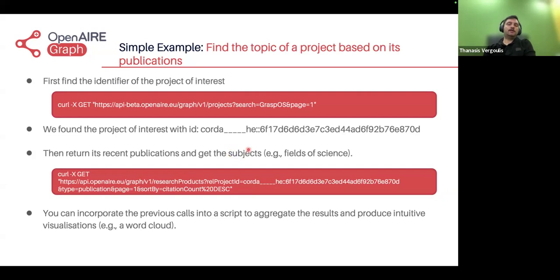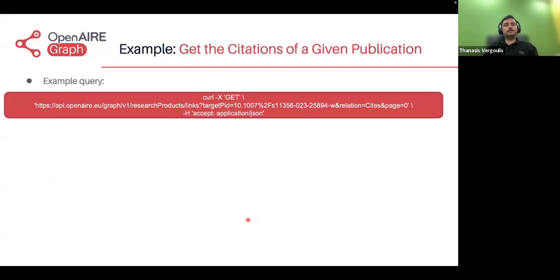And I can then examine the subjects of those publications, which include the fields of science or some other keywords that are related to these particular papers. And of course, if I write a script that consumes the data that I get back from the API request, I can even make some nice visualizations to show the most important terms that are related to the publications of this project. For instance, to build a tag cloud, a word cloud.